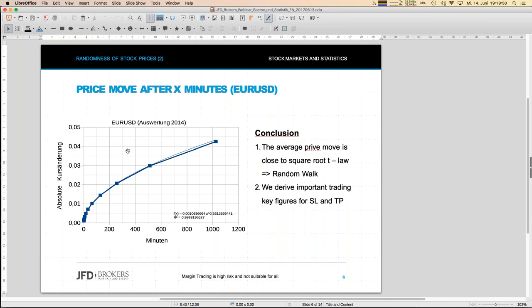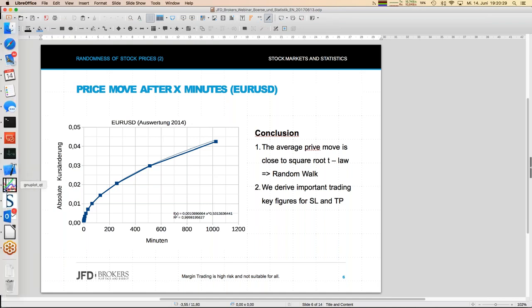What you see here is the euro US dollar. I have looked at all the data within 2014. That is only an example, but I can confirm that this is valid for all the years, and we will see some additional charts later. What you have here on the y-axis is the absolute price change, so it's not asking about the direction, long or short, upwards or downwards. No.